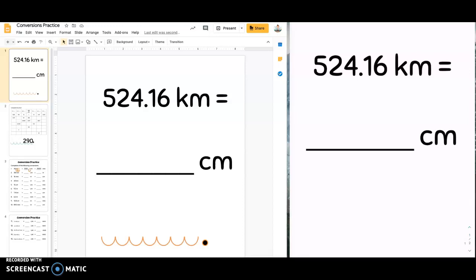So this is part of your conversions practice sheet. This is page 1. It will have a video and this example here. So I'm trying to convert 524 and 1600 kilometers into centimeters.